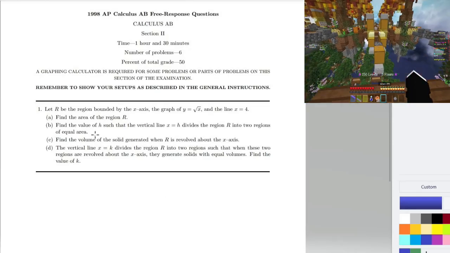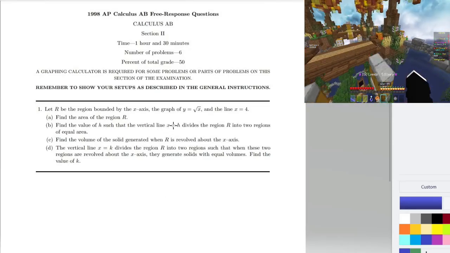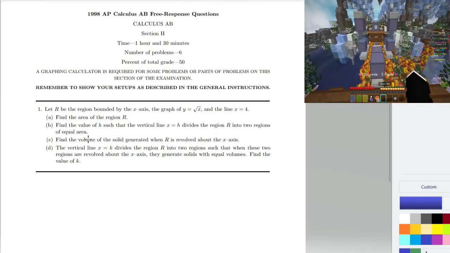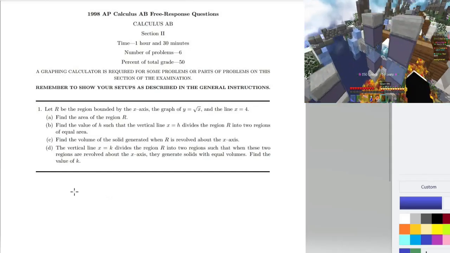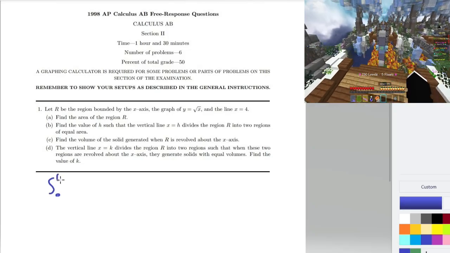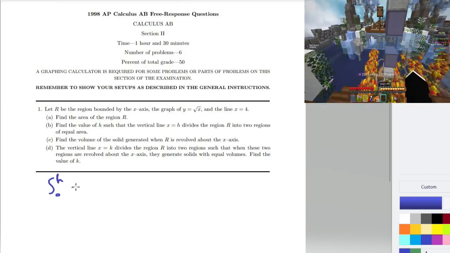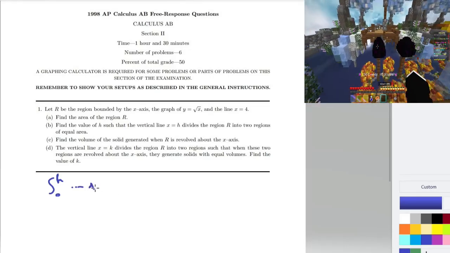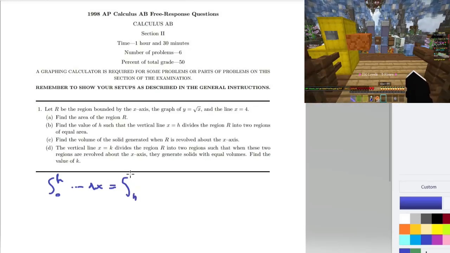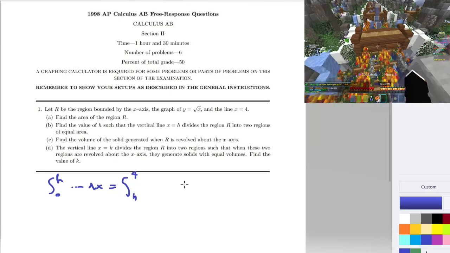Okay, part B. Find the value h such that the vertical line x equals h divides the region R into two regions of equal area. So you can do this two different ways. You can do it such that the integral from 0 to h is equal to the integral from h to 4, but I think this is more work.